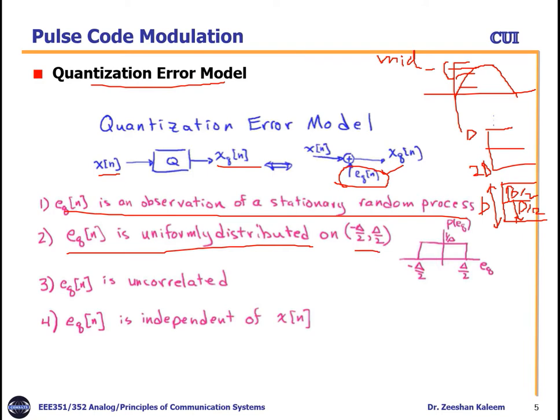The PDF of the error will look like this, from minus delta by 2 to delta by 2, and the PDF amplitude is 1 over delta. This should be remembered because it is uniformly distributed. We will use this distribution in the next slide. So you can notice the PDF is 1 over delta, right? The noise eq[n] is uncorrelated and independent of x[n], so it doesn't depend on the input signal.